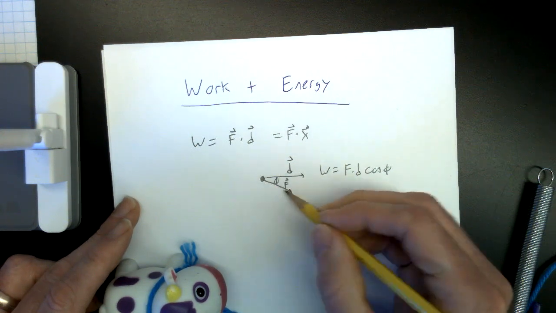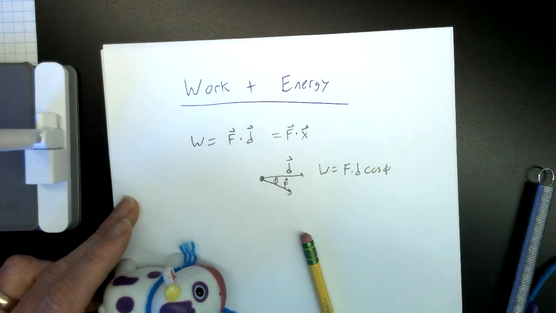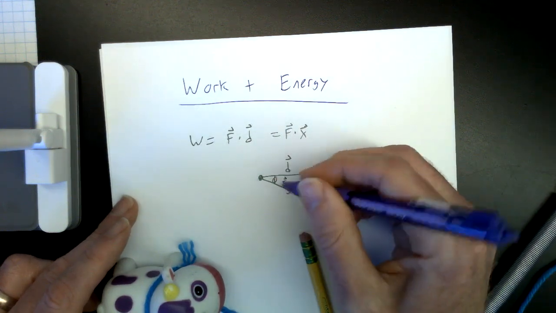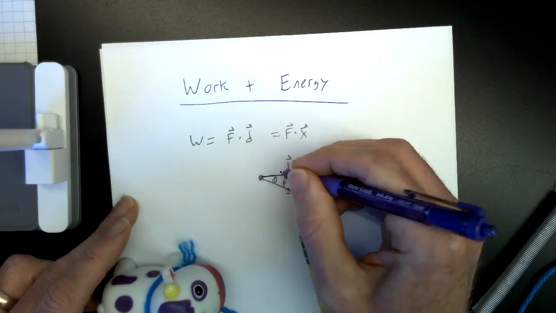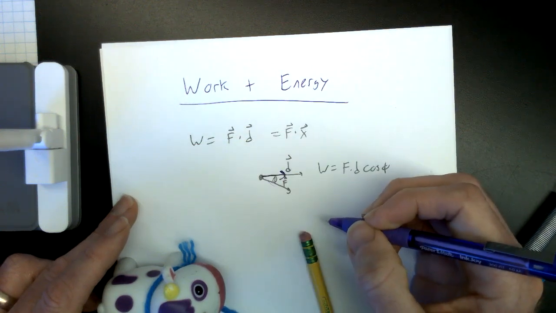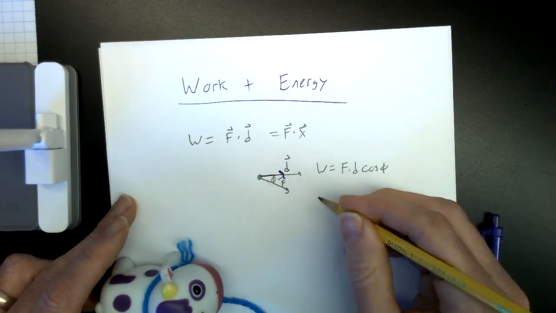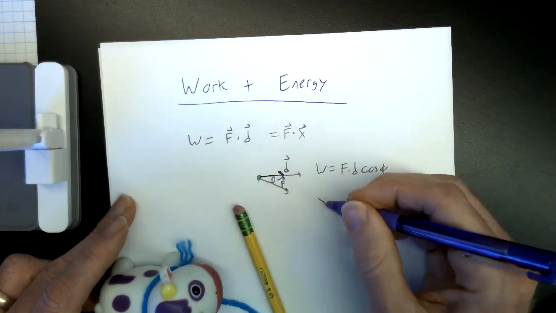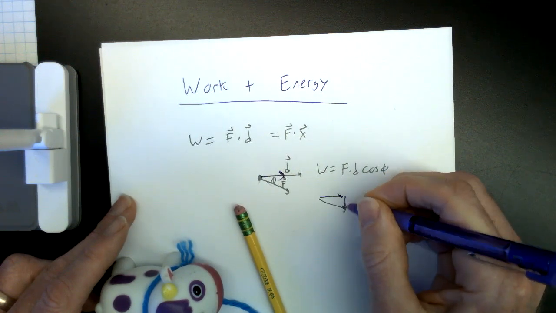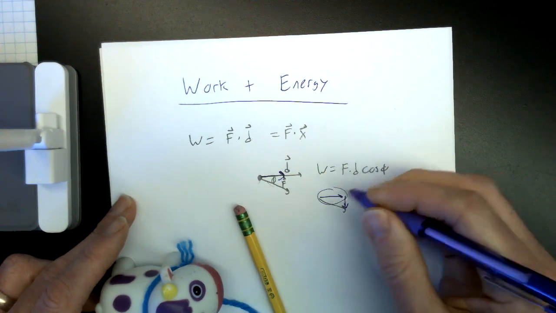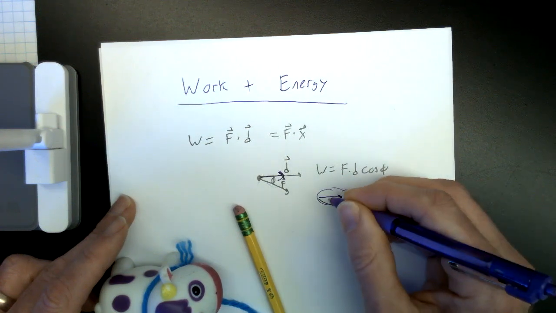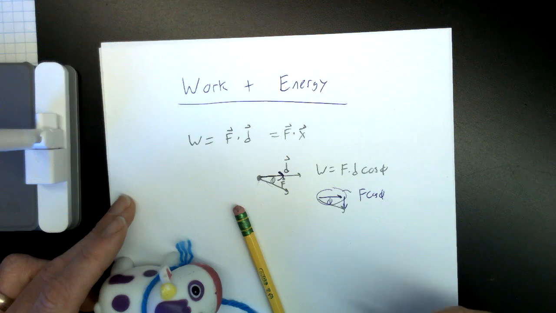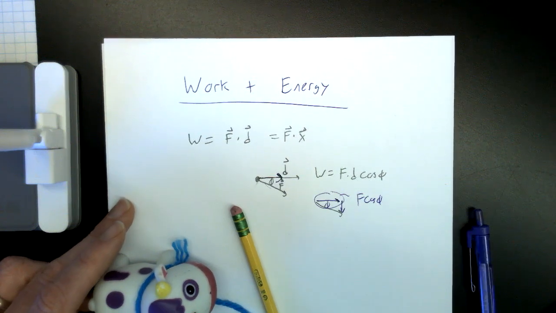Or generally what that means is I need to find, if I look at my force vector here, what component of my force vector is in line with my displacement vector. So if I take my force vector and I break it into components, one component this way, one component that way, it's this component. That component right there is going to be F times the cosine of the angle, if that angle is right there, right? Okay, so that's something to look at.